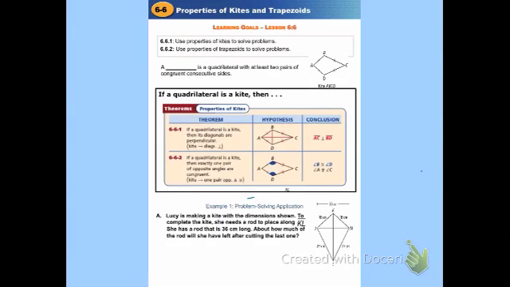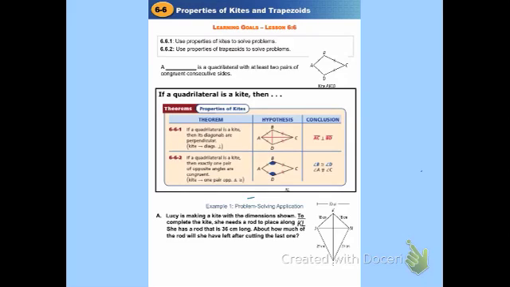Hi students! So we finally made it to the end of Geometry A. This is the very last lesson of our course, and we're going to be talking about properties of kites and trapezoids in this lesson.